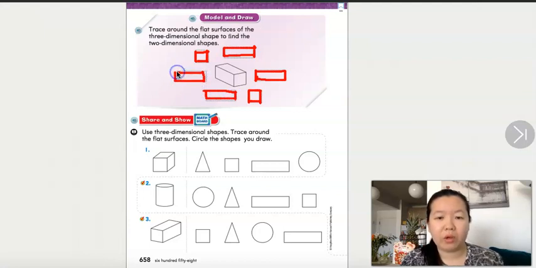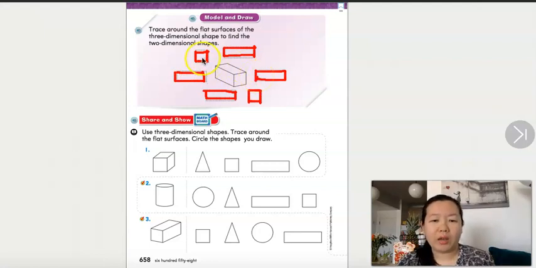So you have all the faces drawn here, and now you know that this rectangular prism has two different types of faces. These flat surfaces are the square and the rectangle. Now moving on, it says use three-dimensional shapes, trace around this flat surface. Circle the shapes you draw. You might not have these objects at home, that's okay, but remember from our last lessons that you can look around with a grown-up to find a few of these shapes. For this one, you can use a cube, or a shape that looks like maybe a can or the tissue box.